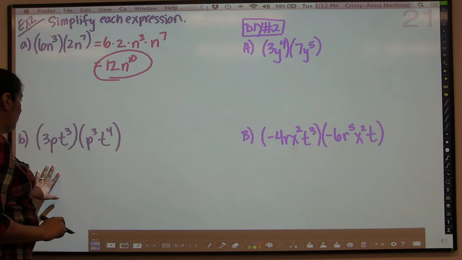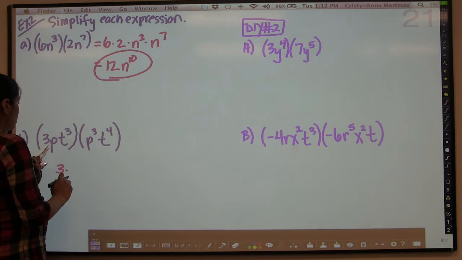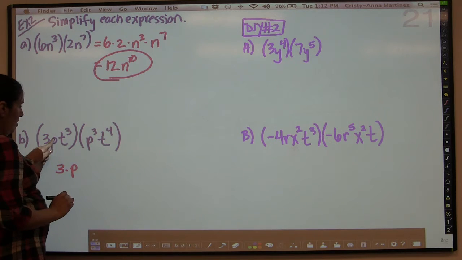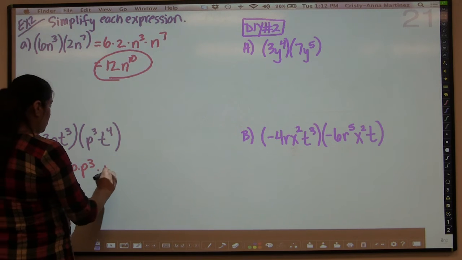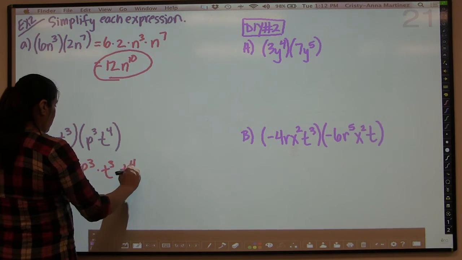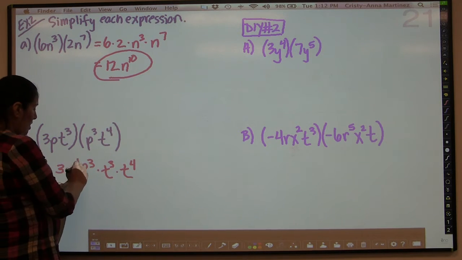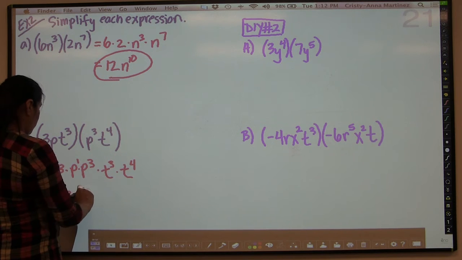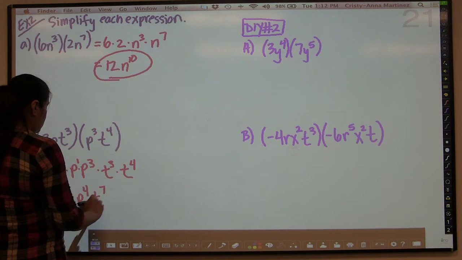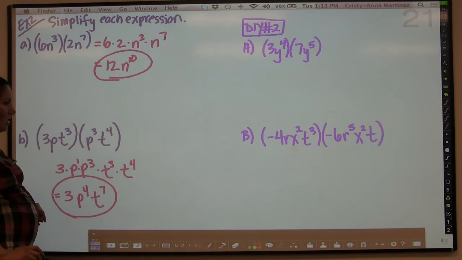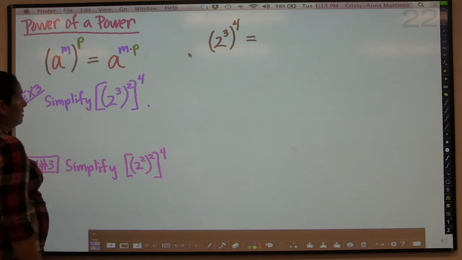In the second case, we don't have two different numbers, but we do have two different variables. So we have p here, and we have p cubed over here. So we want p times p cubed. Then we have t cubed times t to the 4th. And so the 3 is going to stay there. And this is a p to the 1 power. So 1 plus 3 is going to be p to the 4th power. And then for the t's, we're going to add 3 and 4 and get 7. So we get 3p to the 4th t to the 7th. And so now you will try to do it yourself, number 2.